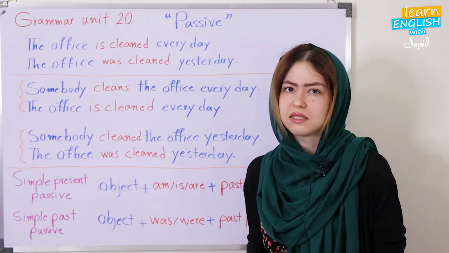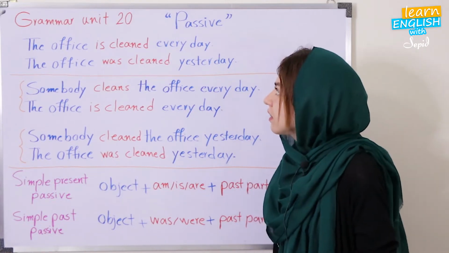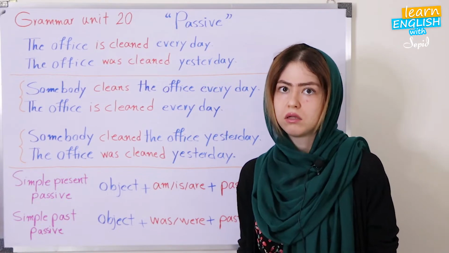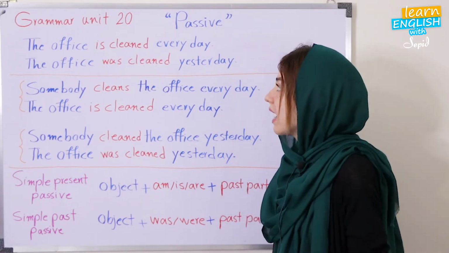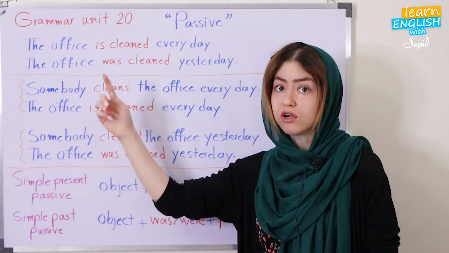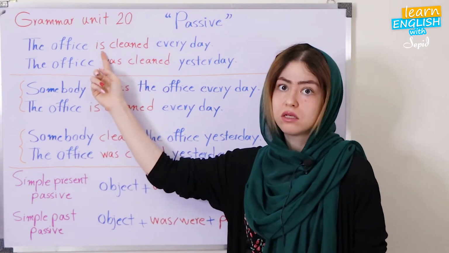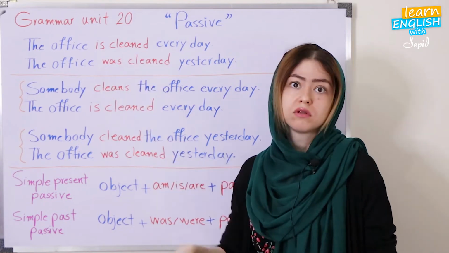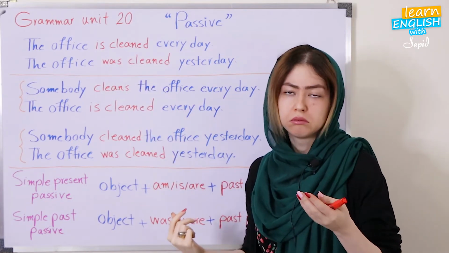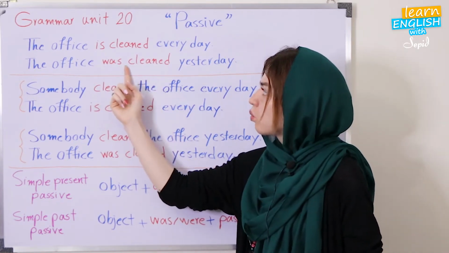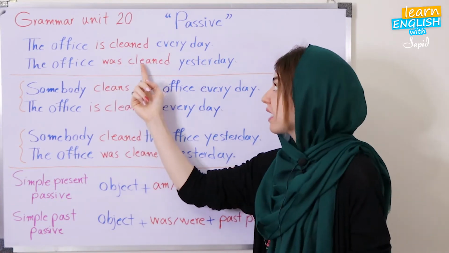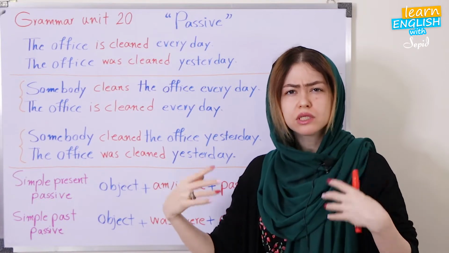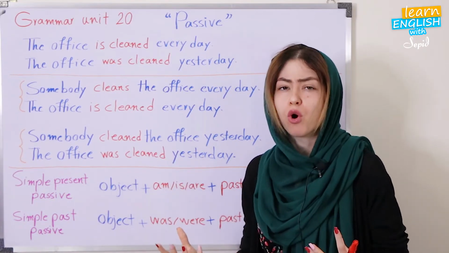Again, the second sentence. Okay, there is something abnormal here. So what is the abnormal thing? Here we have is, and here we have past participle. Again, here was past participle. So we haven't used such a formula before.